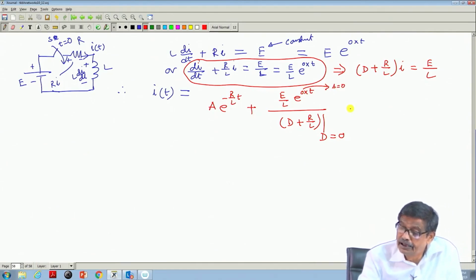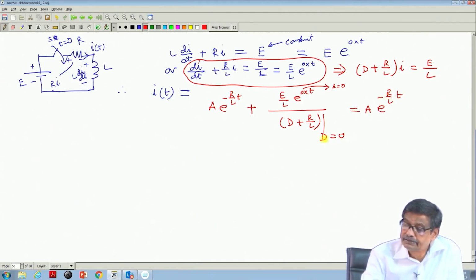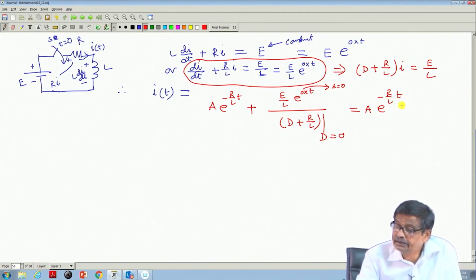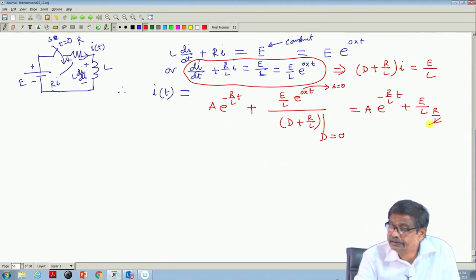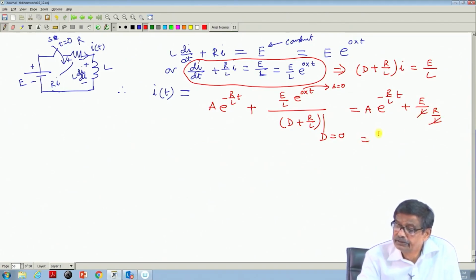So, if you do that, you will be getting a into e to the power minus r by L into t plus E by L and r by L, this L goes, that is all.